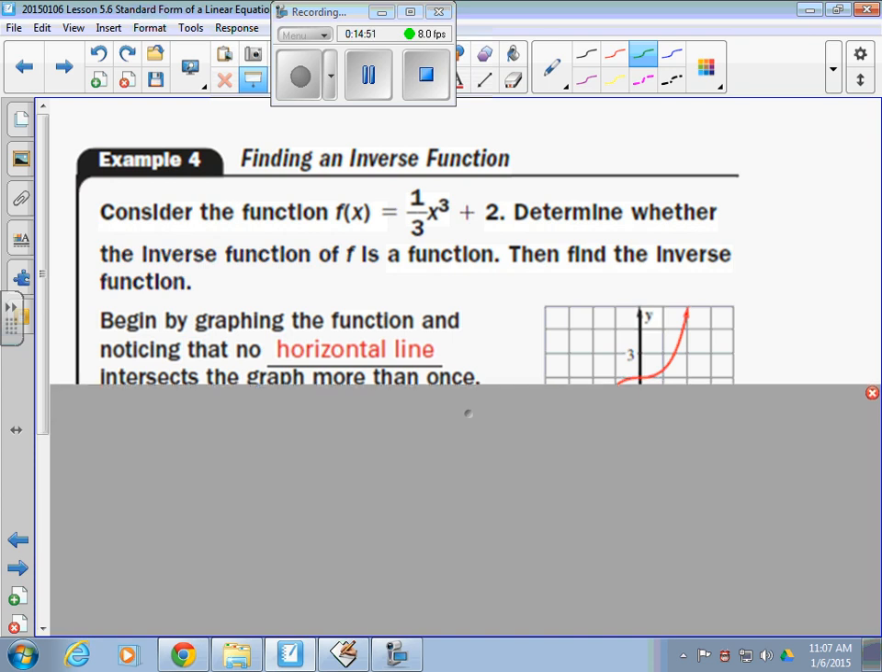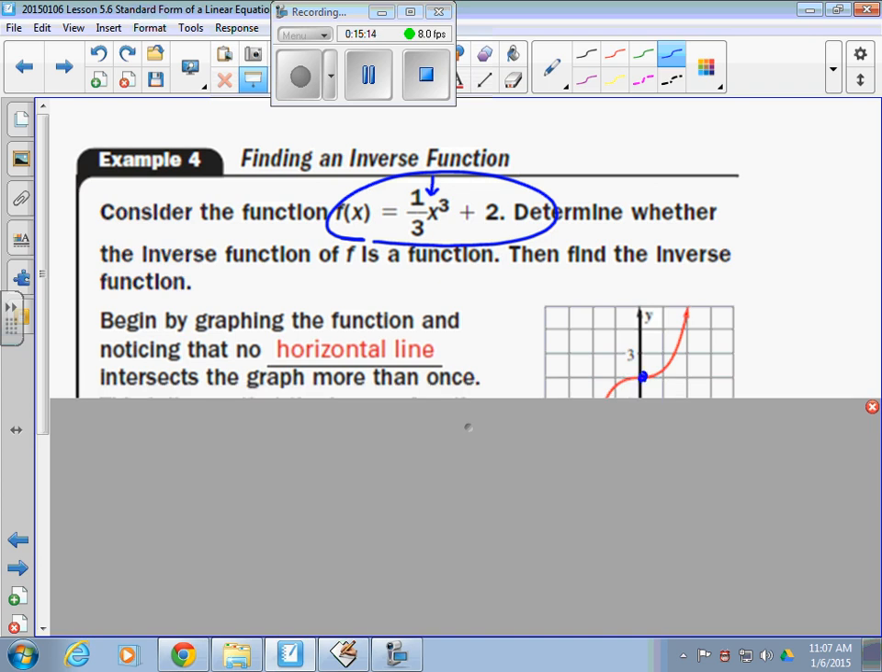So let's look at the first part of the function, this one here. If you plug in numbers, all of us in here are capable of plugging in numbers 0, 1, and 2. If you plug in a number 0 here, 0 to the 3rd power is going to be 0. 0 times 1/3 is still 0, and 0 plus 2 is 2. So when you plug in 0, that's the point you get.